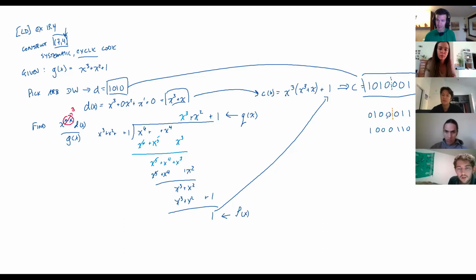this is the code word for this data word. Sorry, you can't see what I'm pointing to. This is the code word for this data word.